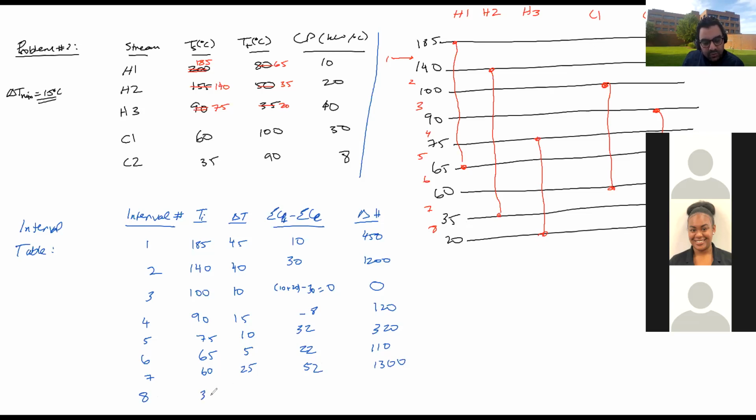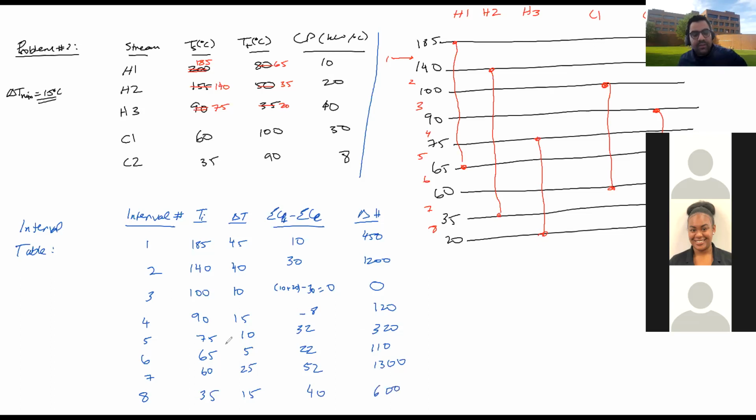And then finally, my last interval, interval 8 here. The initial temperature is 35. My delta T will be 35 minus 20 is 15. Summation of Cp hot minus Cp cold. I only have one hot stream, which is H3. And H3 has a Cp of 40. So my delta H in this case will be 40 multiplied by 15, which is 600.